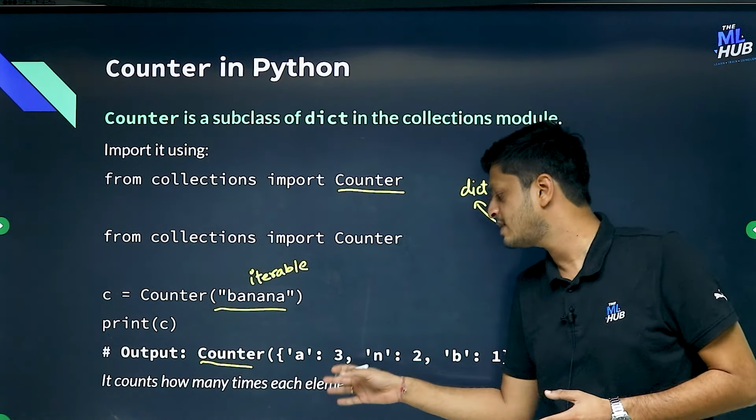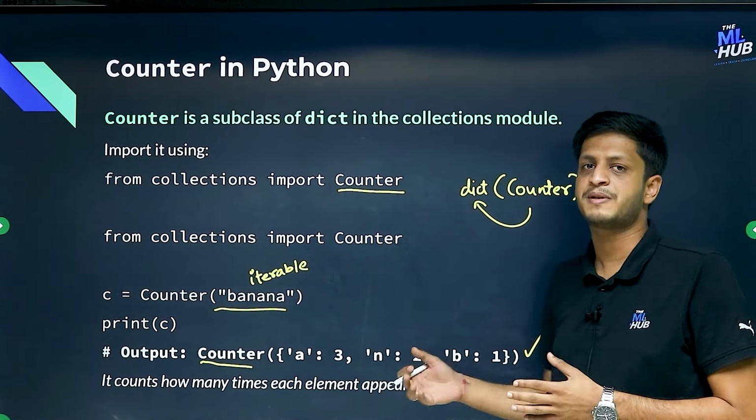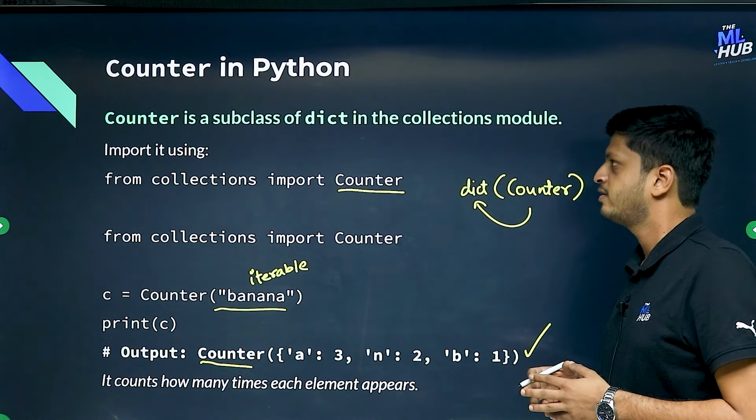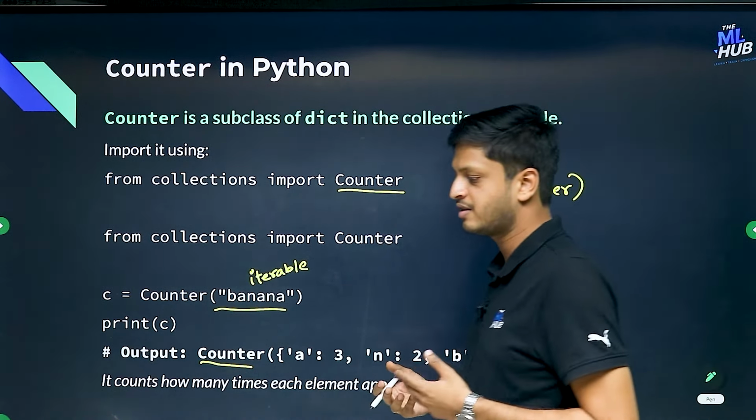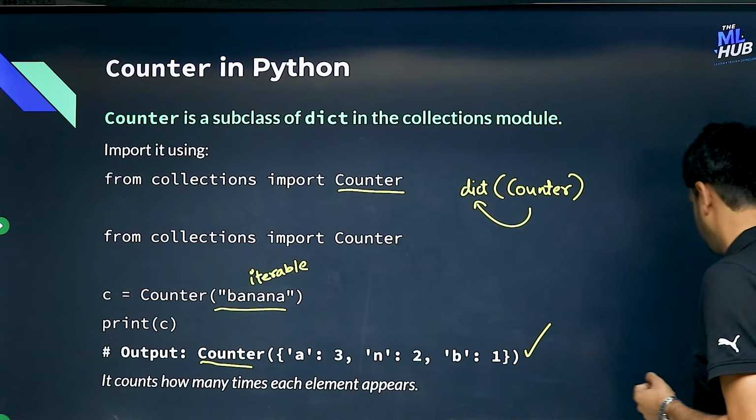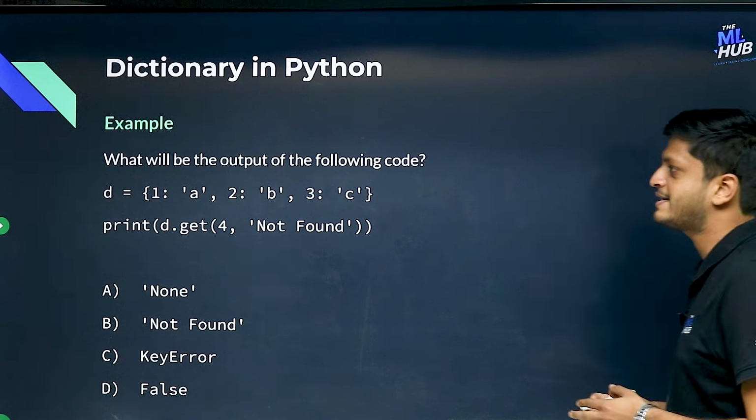It will automatically count how many times every element is present, and it will return that. It counts how many times each unique element is present in the iterable, and that's how you can use Counter, okay? So this is what a few specialized libraries that are created over dicts, defaultdict and Counter in Python. Now let's see some examples.